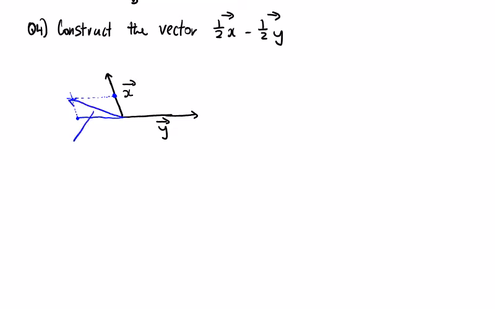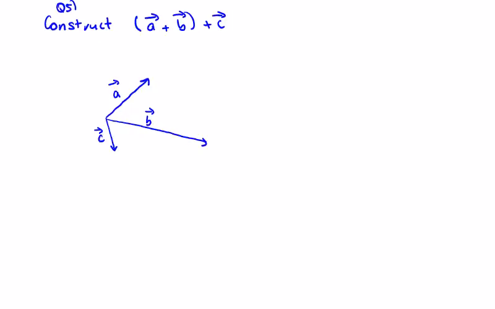So this is the vector a half x minus a half y. So the rest of them are pretty straightforward. I'll do one with 3 vectors, question 5 and 6.